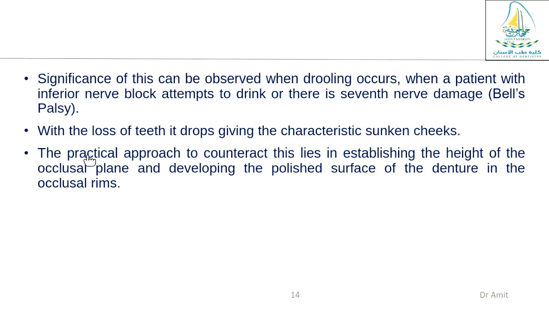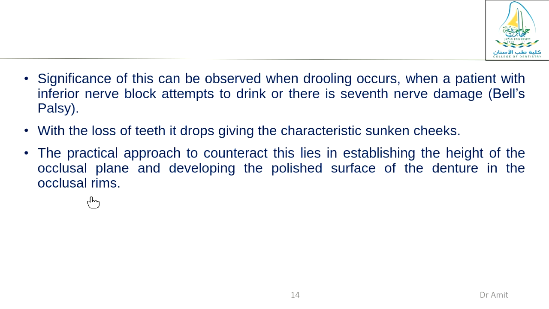Now, what is the significance of this? Whenever you have either a seventh nerve damage or palsy, or whenever you have given an inferior alveolar nerve block, at that time the patient might show some features of drooling of saliva. Drooling of saliva means the patient doesn't have control of this modulus. So the patient cannot control the water or the saliva in the mouth. If the patient drinks some water, or if the patient is having saliva, it will drool from the corner of the mouth. So the importance of this can be seen at those times.